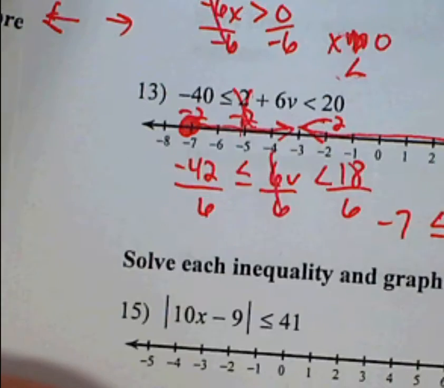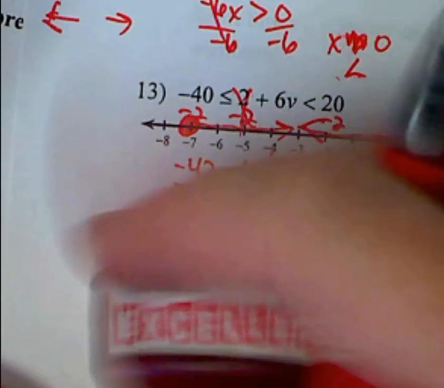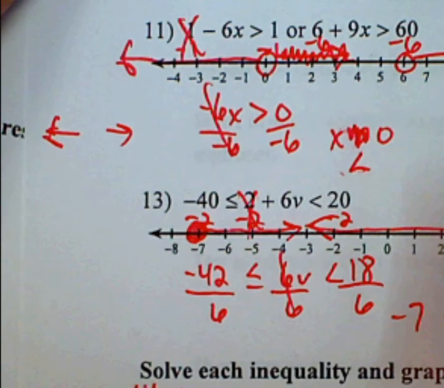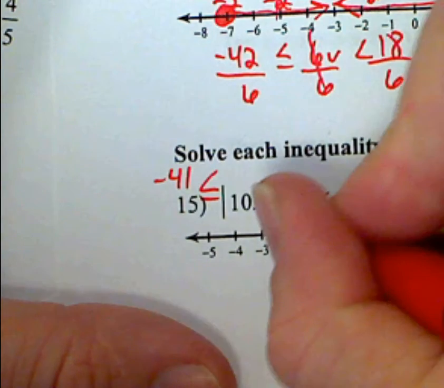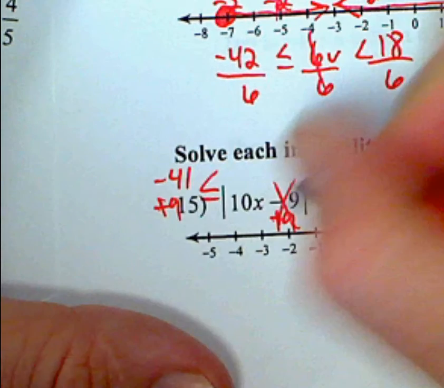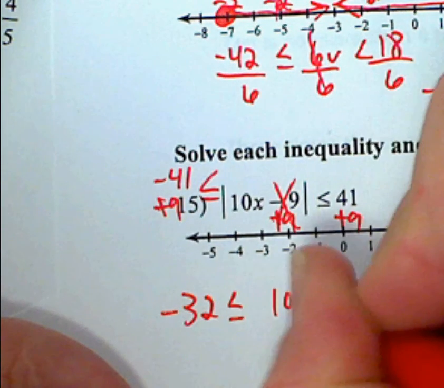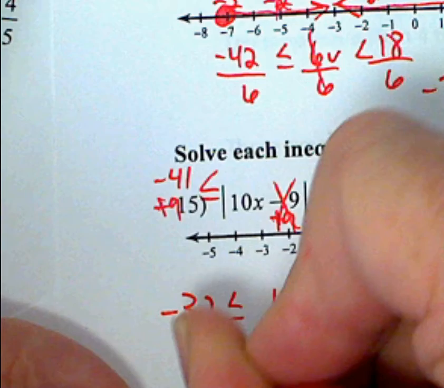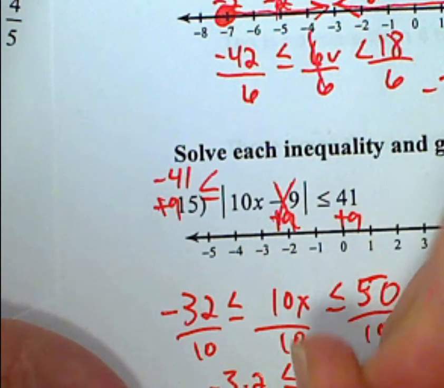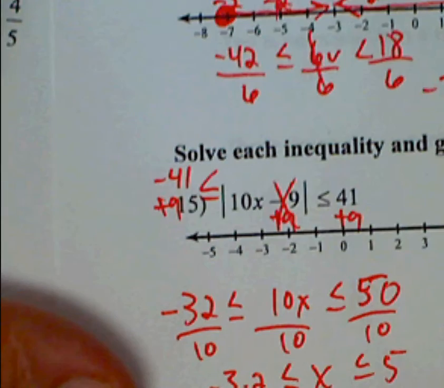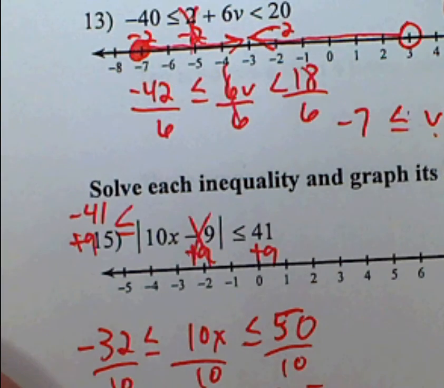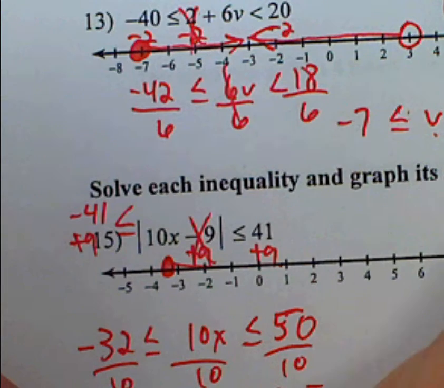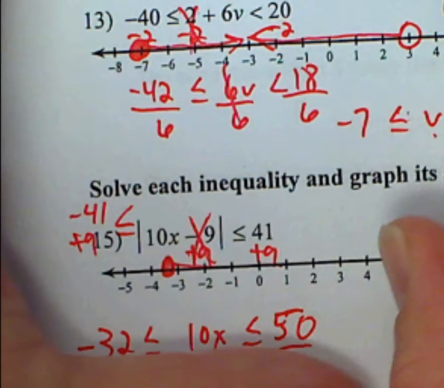Number 10, pause the video and try. Absolute value means that I got to take the negative as well as the positive, as long as we start off with a positive. So I'm going to add 9 to all three sides. So that gives me negative 32 less than or equal to 10x less than or equal to 50. Divide both by 10. That would give me negative 3.2 less than or equal to x less than or equal to 5. X is greater than or equal to negative 3.2. Here's negative 3.2. Open circle, greater than means to the right. X is less than or equal to 5. Closed circle going to the left.